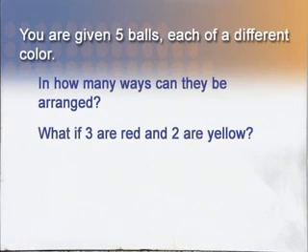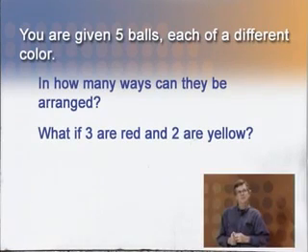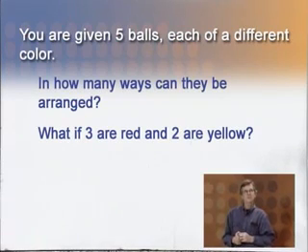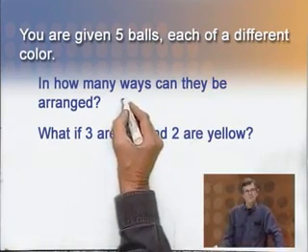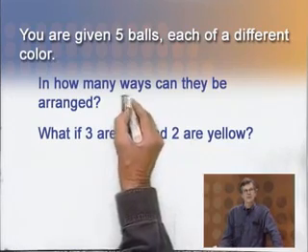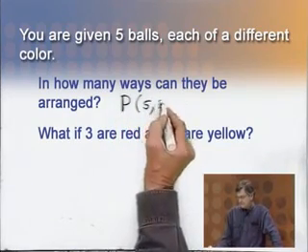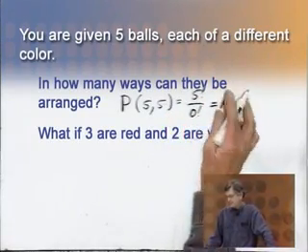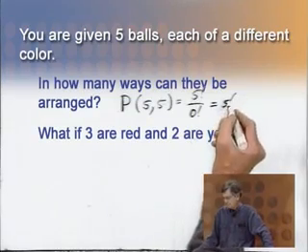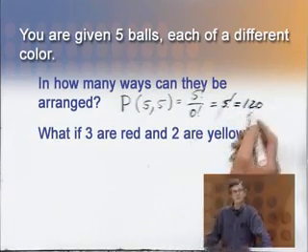In this problem, it says you are given 5 balls, each of a different color, and then we have 2 questions. The first one is one that we've actually worked before, I think, or something very much like it, but the second one is a derivative of that. The first question says, in how many ways can these 5 balls be arranged? Now, if they're all of a different color, then we can distinguish each ball separately. And so there would be 5 objects taken 5 at a time, and this would be P of 5, 5, which is 5 factorial over 0 factorial, or 5 factorial. And that's 120 ways of arranging the balls.